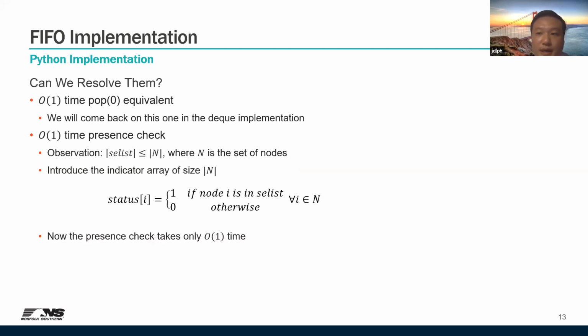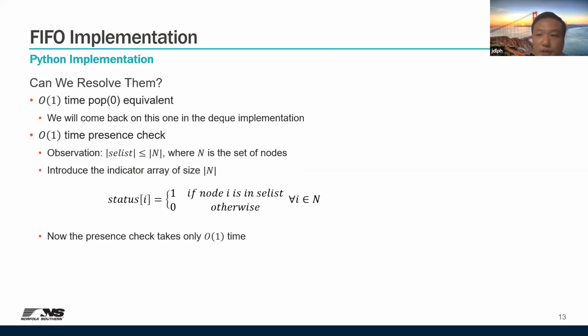So the question is, how can we do better on these two linear time operations? First, we will skip the pop zero operations because we're going to encounter this again in the next special implementations, and we just focus on this linear time presence check.